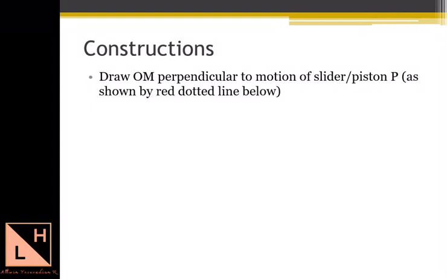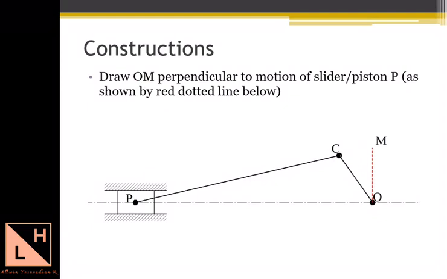So first and foremost, what we'll do is draw a line OM perpendicular to the motion of slider P as shown in the figure below. So you see here, we need to first construct a dotted line OM, and this line has to be drawn perpendicular to the motion of the slider. In this particular slider crank mechanism, we have the motion of the slider in the horizontal direction. So we are drawing the first construction line OM perpendicular to the direction of motion. Hence we get OM as a vertical line.